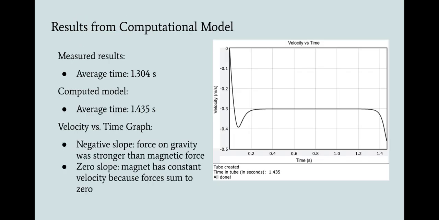Here are the results from my computational model. The measured results from the experiment were 1.304 seconds, and with the computational model I got 1.435 seconds. And then this is the velocity versus time graph. You can see at the beginning there's a negative slope. That's because the force of gravity was stronger than the magnetic force. And then the 0 slope means that the magnet has constant velocity because the forces sum to 0.